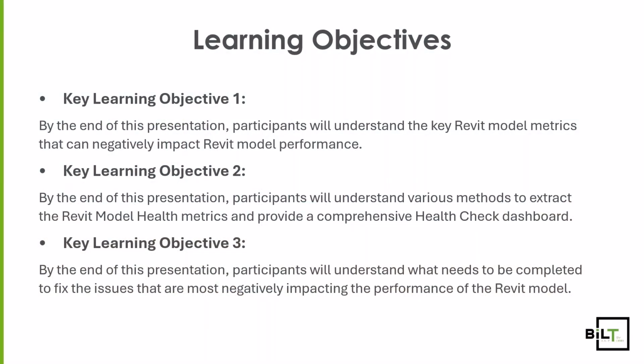My objectives for this presentation are understanding the key metrics, understanding various methods you can use to extract them, which in our case would be Ideate Automation, and then understanding what needs to be done to fix those problems. We want them to be very actionable, so, as I said, for warnings, you can use Ideate Explorer to go and fix those warnings.